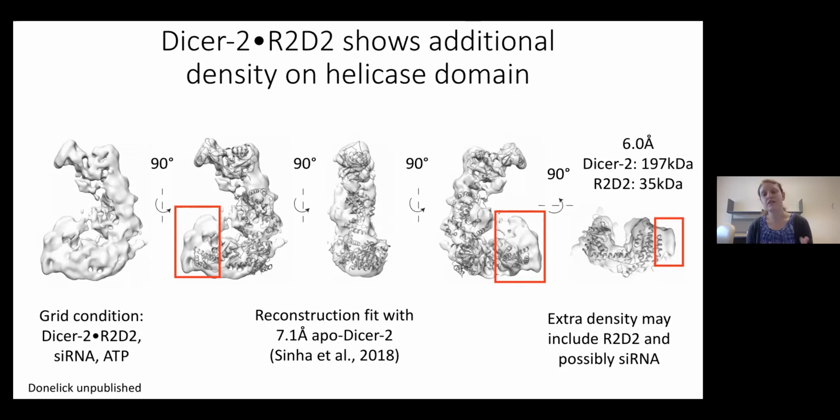When we initially saw these results, we thought, oh, that extra density is very likely R2D2, but possibly the siRNA as well, because the siRNA was included in this grid condition. But I'll show you on the next slide the reason we don't think this extra density also includes siRNA. We think it's specific to R2D2.